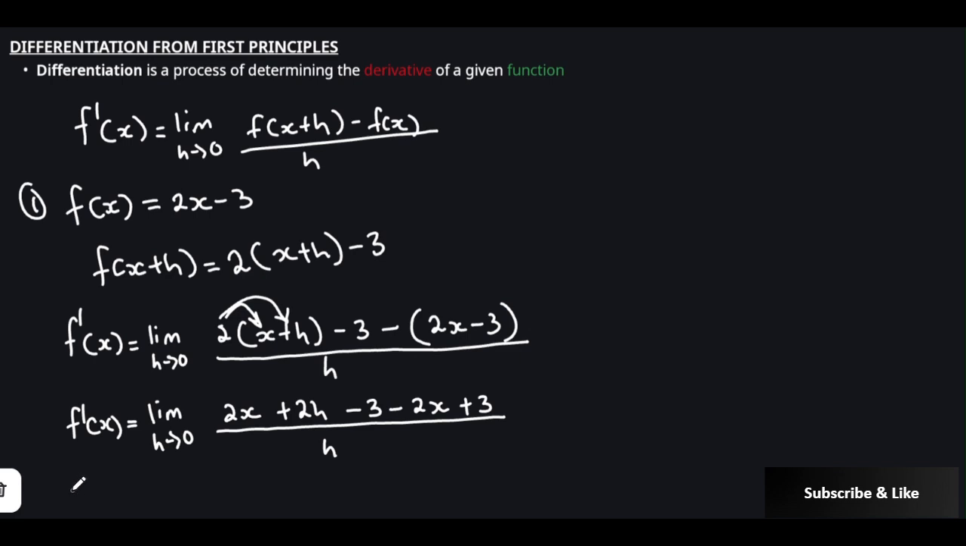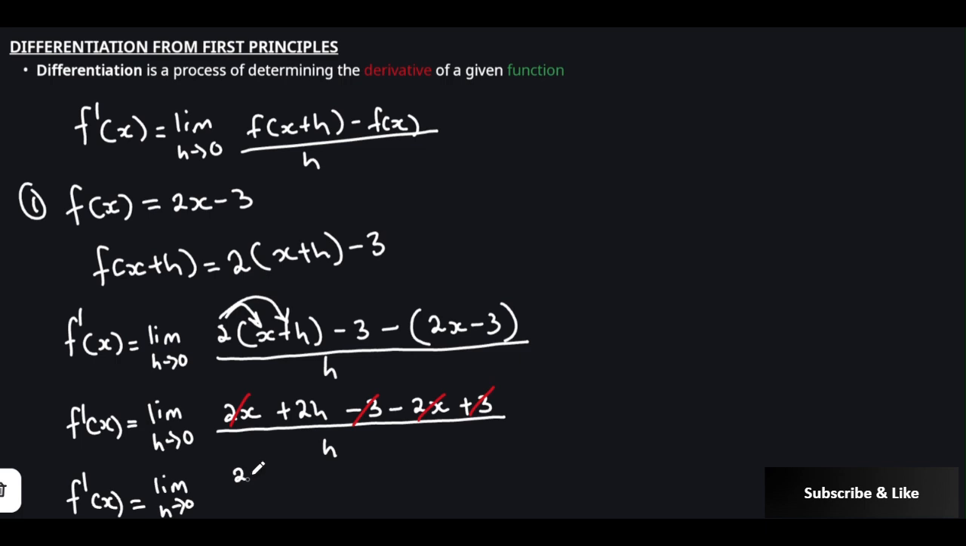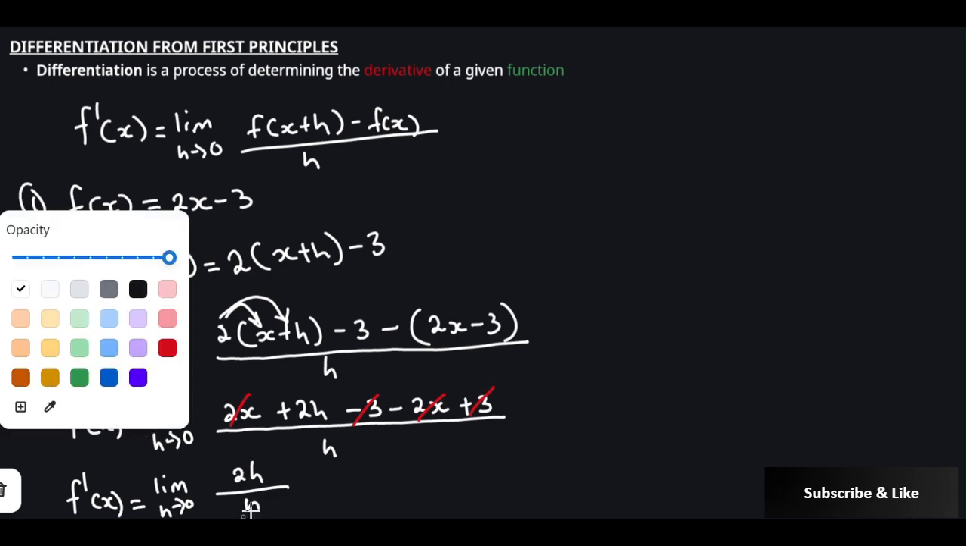And then the third step, we're just going to add or subtract the like terms in our numerator. If you can see there, we have a 2x, which is minusing with that 2x there, so it's going to give us 0. And then we have minus 3 plus 3, which is going to give us 0. So therefore, in the numerator, we'll be left with 2h divided by h.